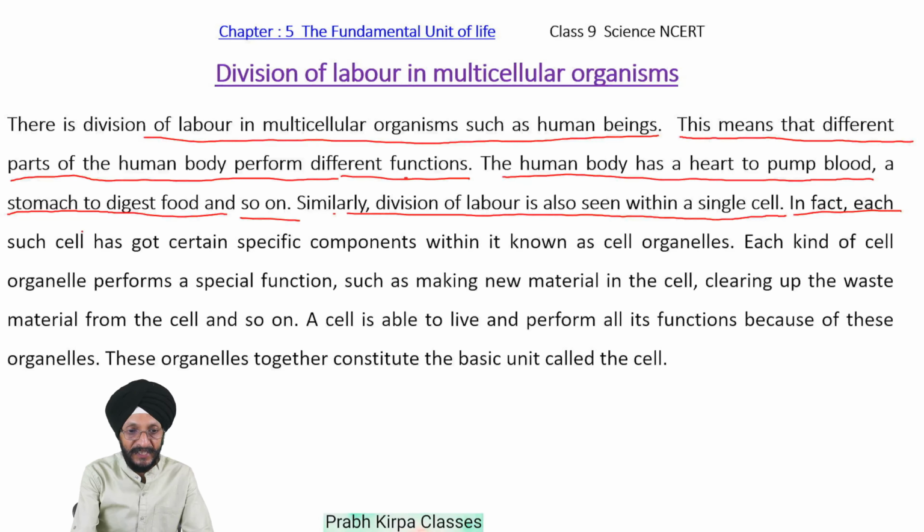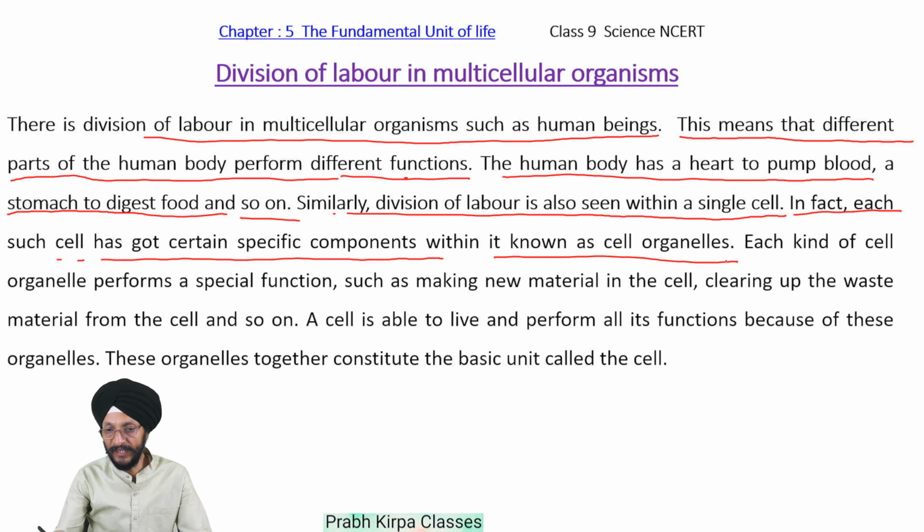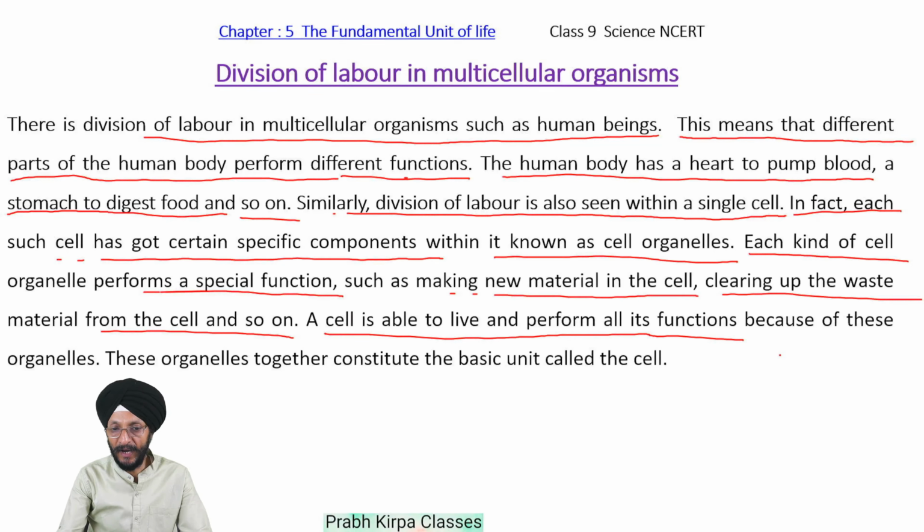In fact, each cell has got special components which are known as cell organelles. The cell organelles, as you know, they may be lysosomes, ribosomes, vacuoles, nucleus, and others. Each kind of cell organelle performs a special function, such as making a material in the cell, clearing up the waste material from the cell, and so on. A cell is able to live and perform all its functions because of these organelles. These organelles together constitute the basic unit called the cell.